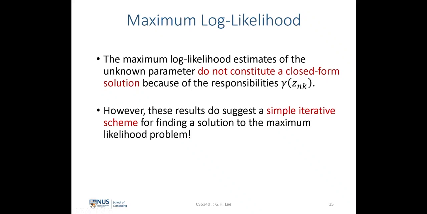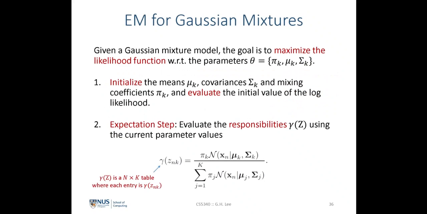Now, the maximum likelihood estimates of the unknown parameters do not constitute a closed form solution because of the responsibility, which is a function of all the parameters that we have seen in our mixture model. However, what's interesting is that these results do suggest a simple iterative scheme for finding a solution to the maximum likelihood problem. A very straightforward solution would be to do an iteration over the solution. The first step would be to initialize all the unknown parameters, mu k, sigma k, as well as pi k, to certain values.